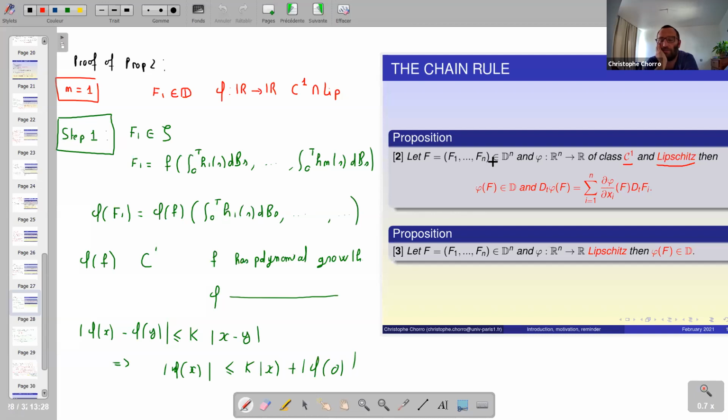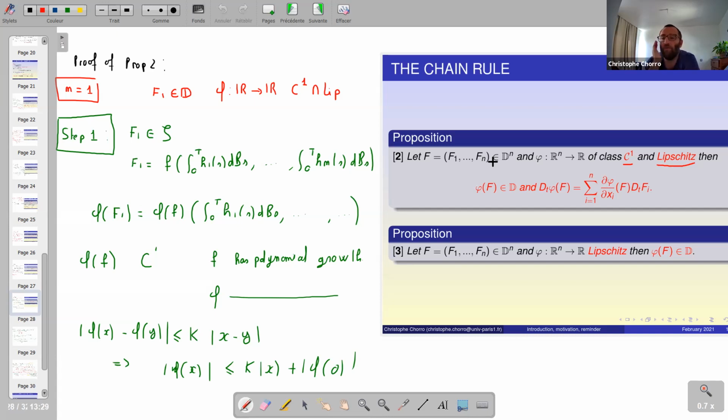It is possible to extend in some sense this proposition in the following way to obtain proposition 3. Proposition 3 tells you that if you have an element in the domain D, and you consider a mapping phi that is only Lipschitz, so no more C1, then phi of that element belongs to the domain. So the domain is stable by Lipschitz mapping. Of course, I can't have the formula, because if phi is not differentiable, I can't consider the partial derivative. But I have the stability of the domain.